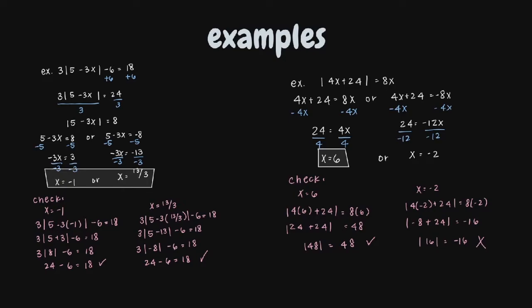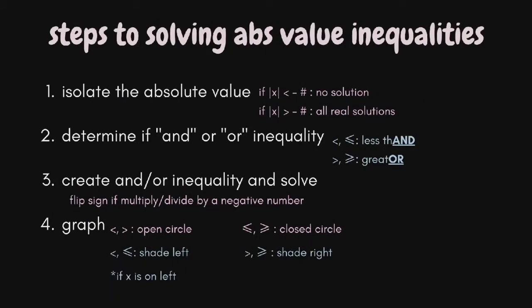Okay, so those are the absolute value equations, and then we're going to move on to the absolute value inequalities. So here are the steps for solving absolute value inequalities. You want to first isolate the absolute value. If you have absolute value is less than a negative number, then it's no solution because the absolute value will always be positive, so it'll never be less than a negative number. And if you have the absolute value is greater than a negative number, then it's going to be all real solutions because the absolute value is positive, so that's always going to be greater than a negative number.